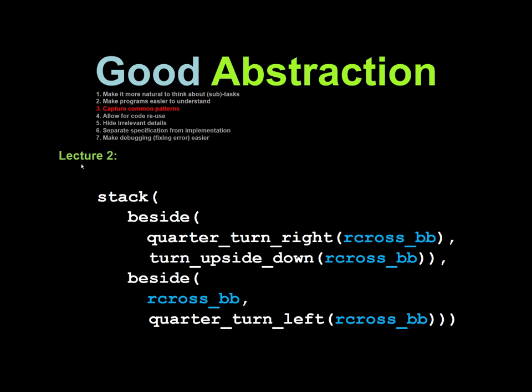3. Good abstraction is to capture common patterns. For example, you have seen this in lecture 2, stacking r_cross_bb 4 times in a certain manner. This is to form a cross. And this particular routine, besides applying to r_cross_bb, could be used for cobb, etc. So we could abstract it out by giving it a name, define make_cross, picture, and change all these references to r_cross_bb to become picture. And this is now a general routine that you can use to make a cross for many other pictures.